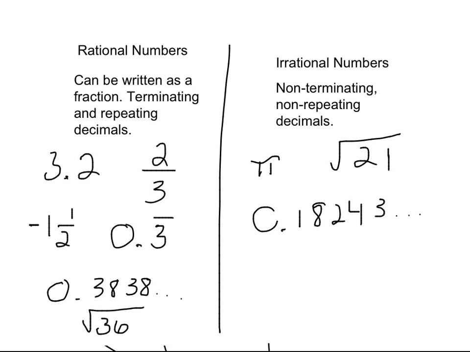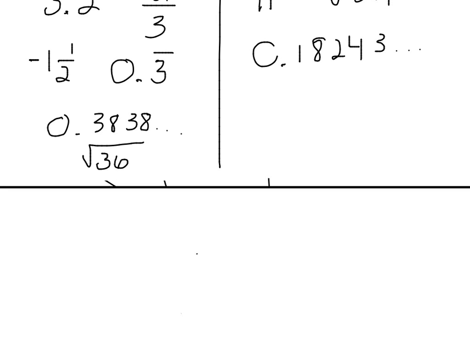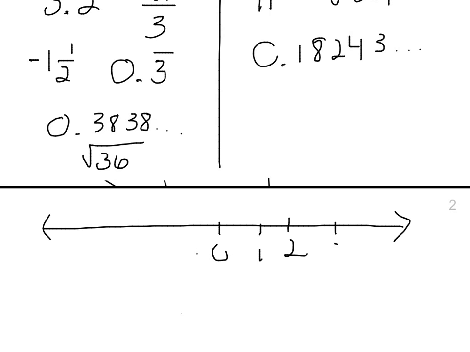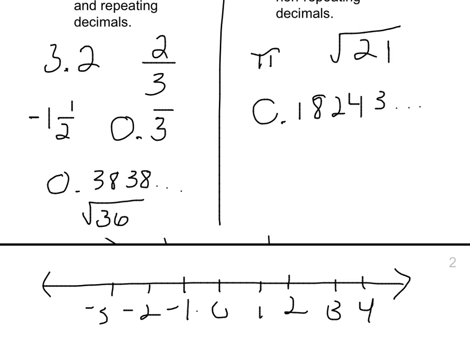Okay, say we wanted to put some of these on a number line. So I'm going to go to the next page and I'm going to draw a number line. And here is 0, 1, 2, 3, 4, and then -1, -2, -3. We'll just put a few of them on there. Okay, say I wanted to do the 3.2. Well, you guys should know where that is. I'll do it in red. 3.2 would be about right there, so we're going to write that above it.